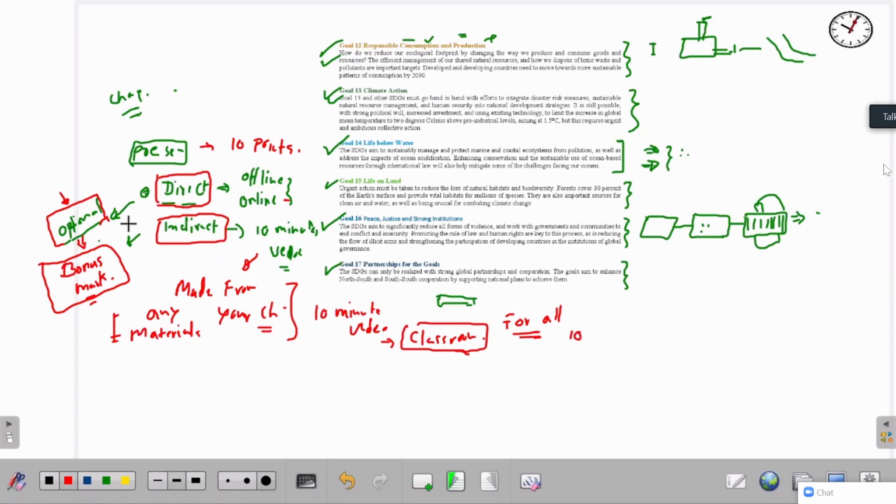And if a person within the group does the direct one, offline or online, he or she will get bonus marks, which will be added to the marks got from the 10-minute video. So suppose, what's your name? Farzana, right? Suppose Farzana has got 7 from the 10 minutes video. And if she does the direct presentation and gets, suppose, 2 from this, then 2 plus 7 will be her actual marks out of 10.